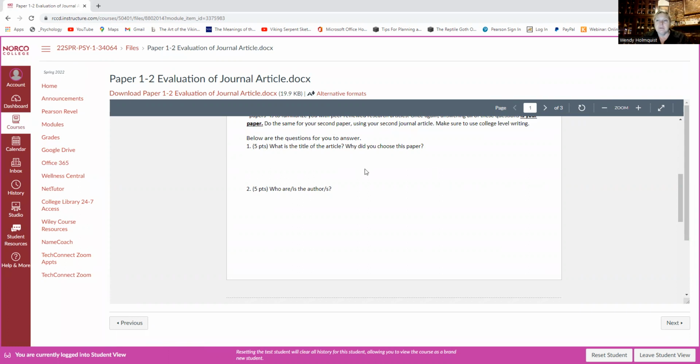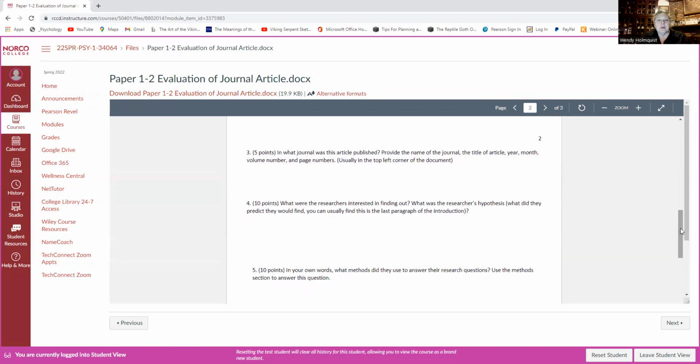So here are the questions that you'll be answering. The first one is, what is the title of the article? Why did you choose the paper? The second one is, who are the authors of the paper? In what journal was this article published? Provide the name of the journal, the title of the article, the year, the month, the volume number, and the page numbers. And this is usually in the top left corner of the document. I'll show you that later.